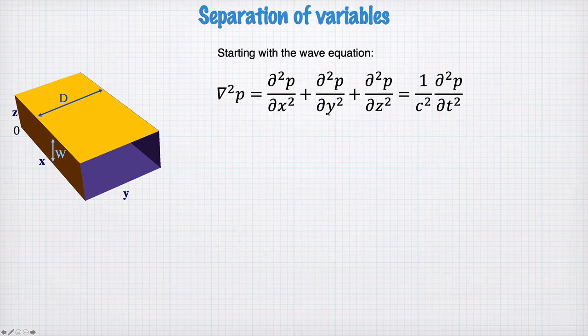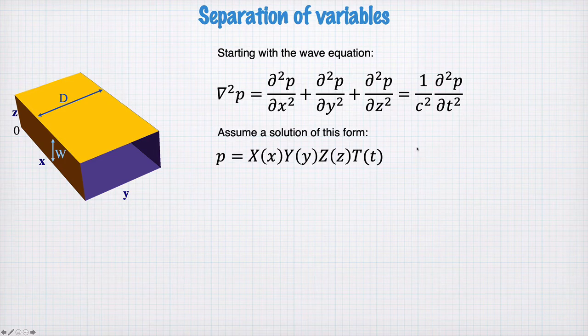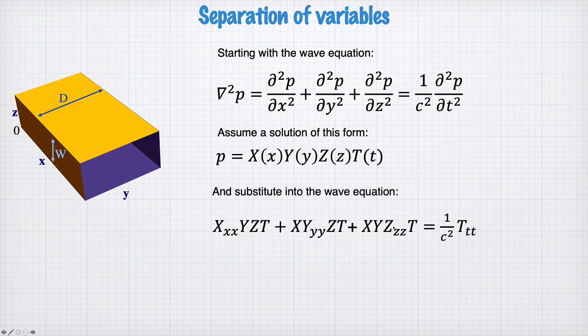So we start off with the wave equation. Now we expand this grad squared into the second order partial derivatives in space, and this is our full wave equation now. And we're going to assume a solution of this form. That is, the variables are separated. So we have functions of x, y, z, and t that can all be separated and written as separate functions multiplied together like this.